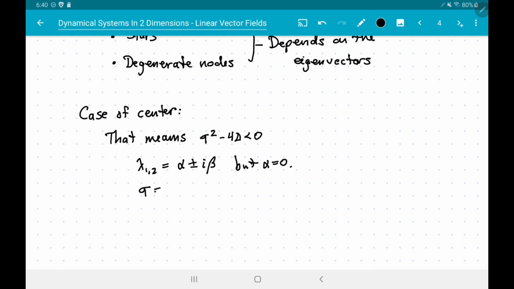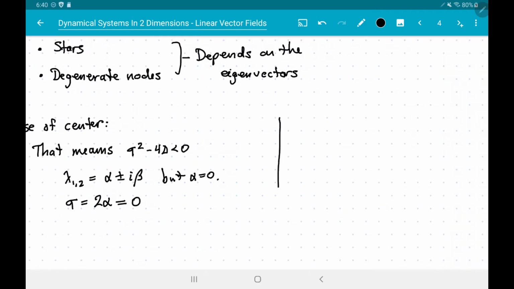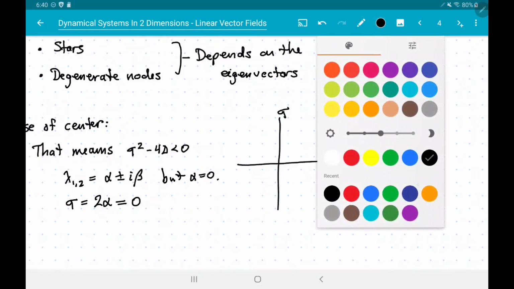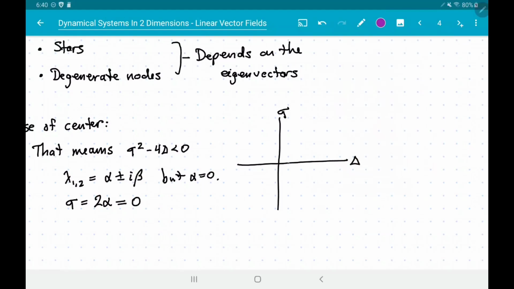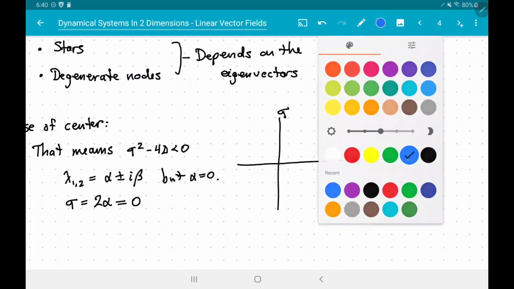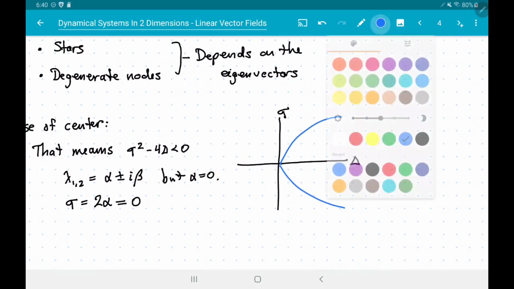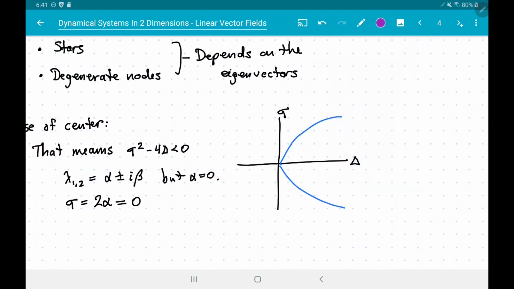Well, then tau still works out to be 2 alpha. It's just the sum of the two eigenvalues. So that has to be 0 because lambda 1 and 2 are just 0 plus or minus i beta. So that means that on this diagram, let's see, what color haven't I used? How about purple? The discriminant has to be negative, which means that centers are inside the parabola. And furthermore, the trace is 0.